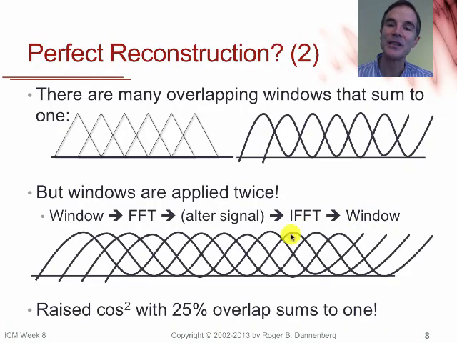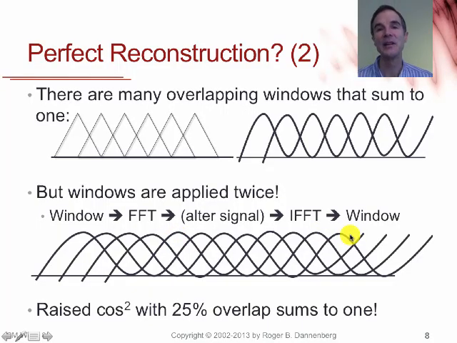So now the question is, can we do some kind of overlap add with the window function squared? And what would that window look like? Well, it turns out that if we take this raised cosine function, even if we square it, and we use a 25% step size, which is technically a 75% overlap, then when we sum up these raised cosine squared windows, they sum up to 1.